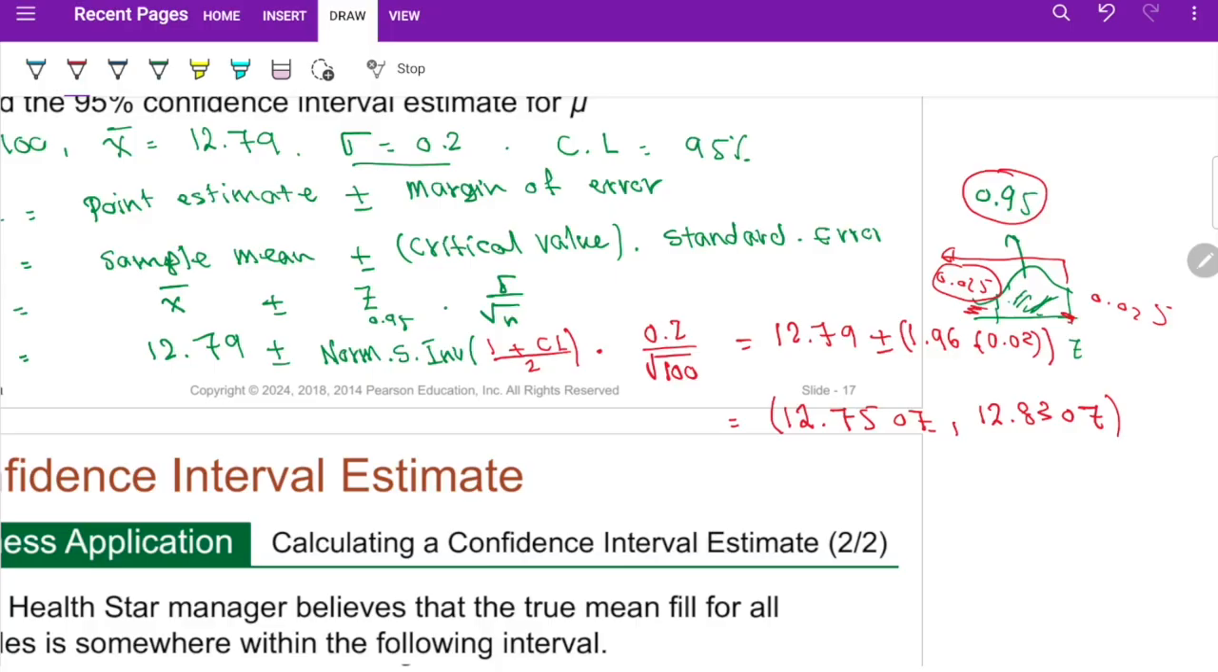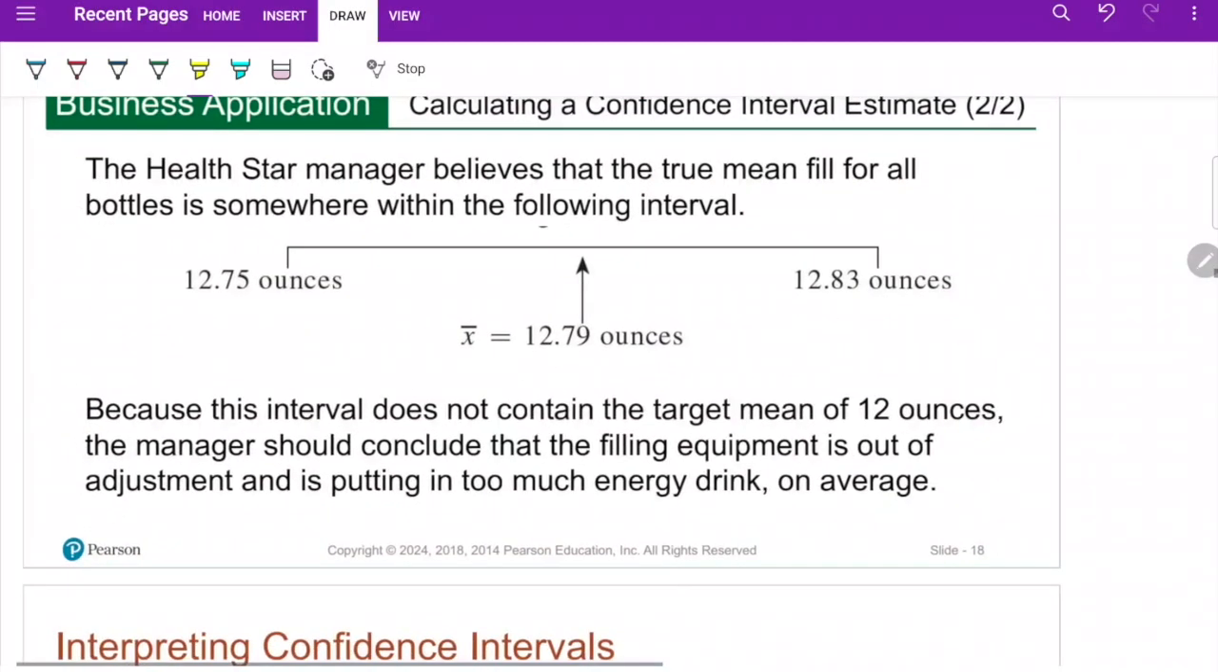And our target population mean is 12 ounces. And if you look at this, 12 ounces is not here. So in 95 samples, we will not see the target population mean here. So that means we have a problem. The operation manager has to adjust the filling equipment because it's out of adjustment, right? They are putting basically too much energy drink, so maybe they are losing on average, okay? So this is the explanation that we have just said.